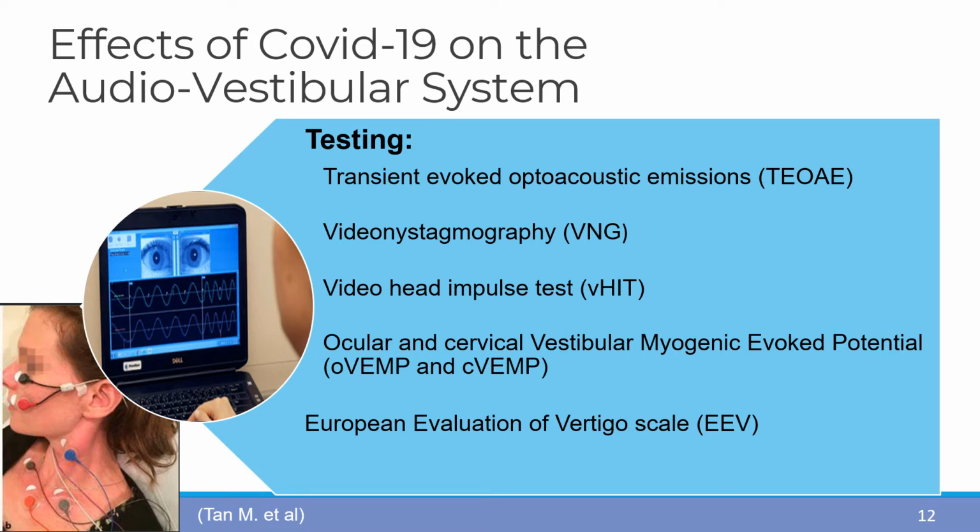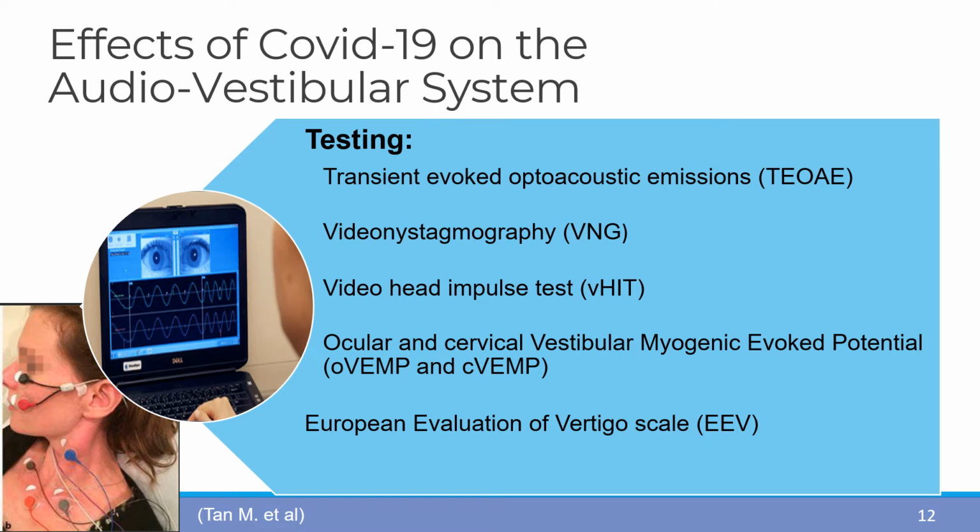EEV is the European Evaluation of Vertigo Scale. It is a physician-administered questionnaire to assess for symptoms like illusion of movement, the duration, motion intolerance, and other qualities. Within all this testing, as mentioned in Module 1, Tan et al.